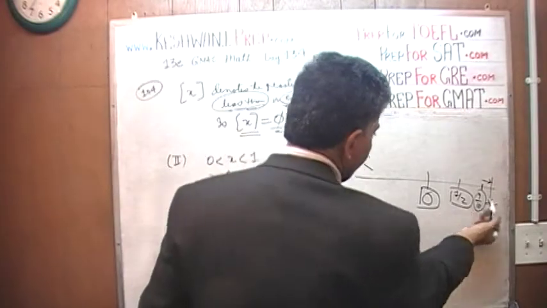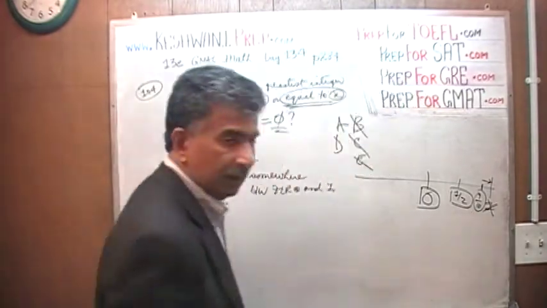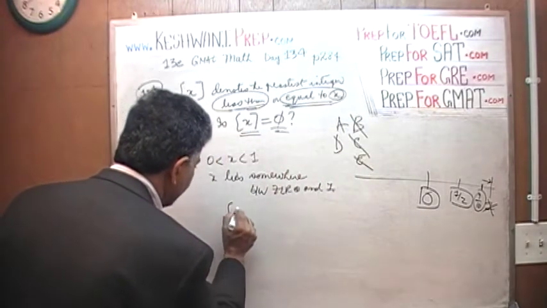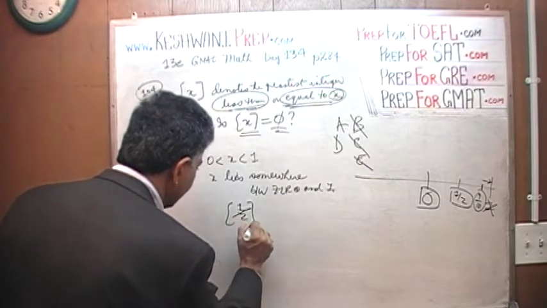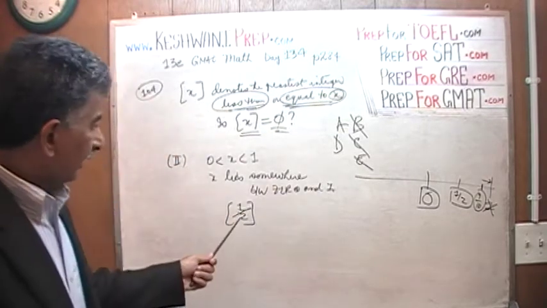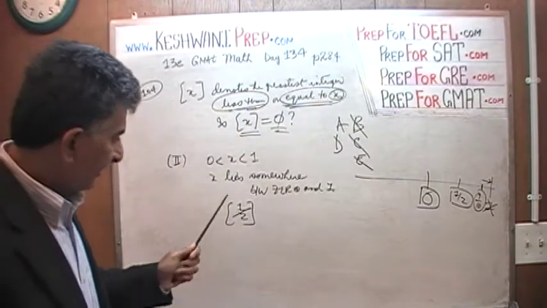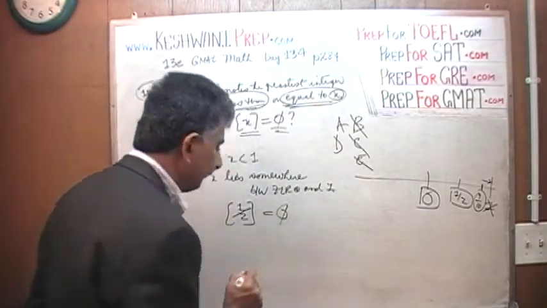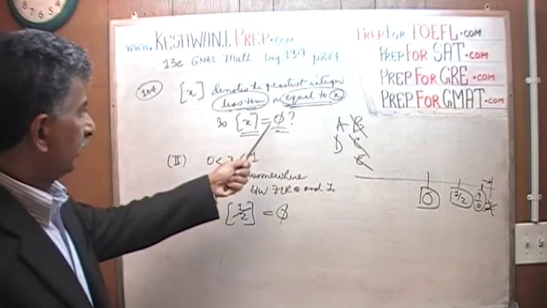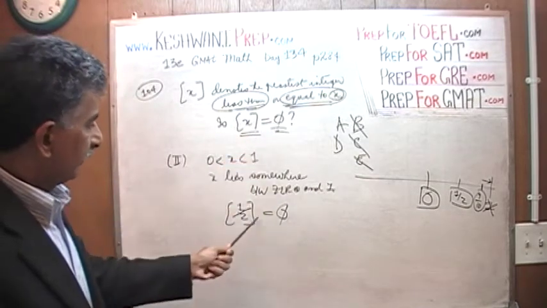So right here, we just did it. X is somewhere between 0 and 1. It doesn't matter what x is. If x happens to be half, we already discussed it. If x happens to be half, then the greatest integer that is less than half is 0. Question was, is this quantity equal to 0? The answer here is yes.